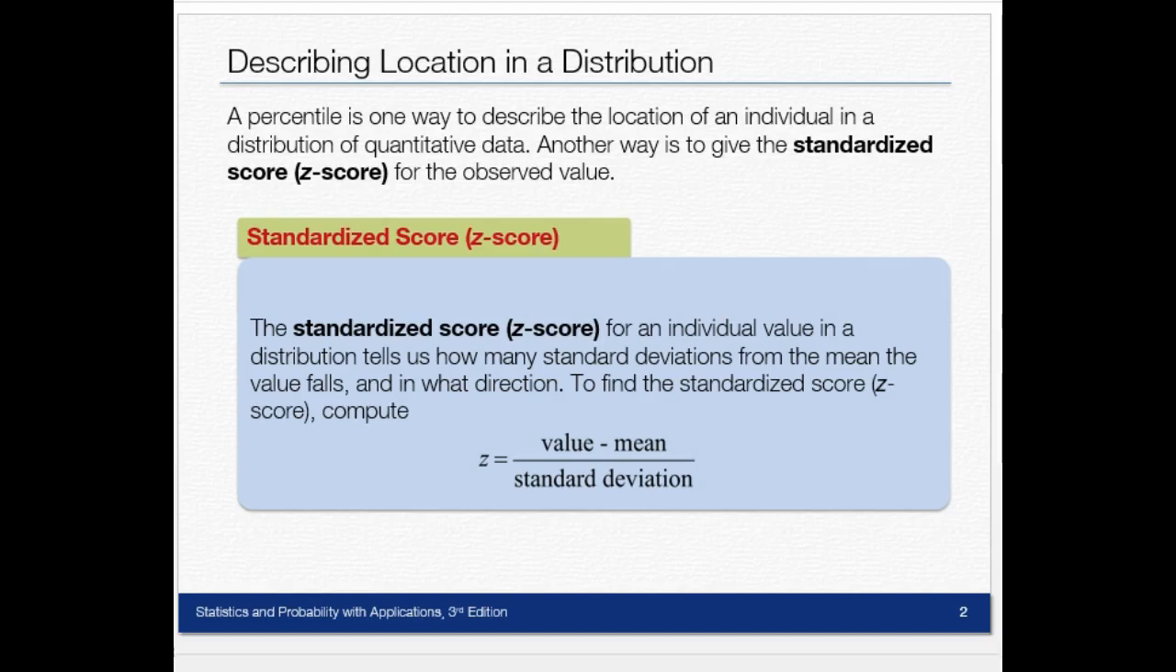To find the standardized score, you compute, and here's the formula you would use. The value in question subtracted by the mean, and then you divide by the standard deviation of that distribution. So they'll give you 2 out of 3 of those pieces of information, and then you'll solve for the missing one.